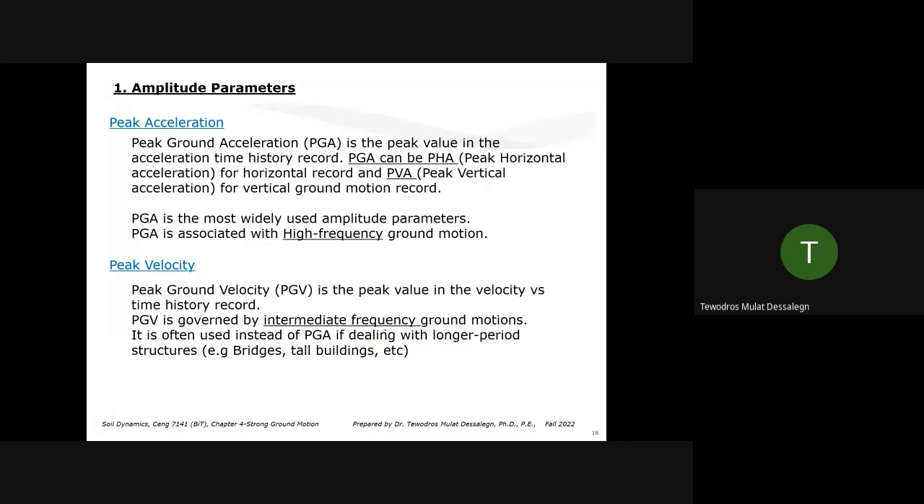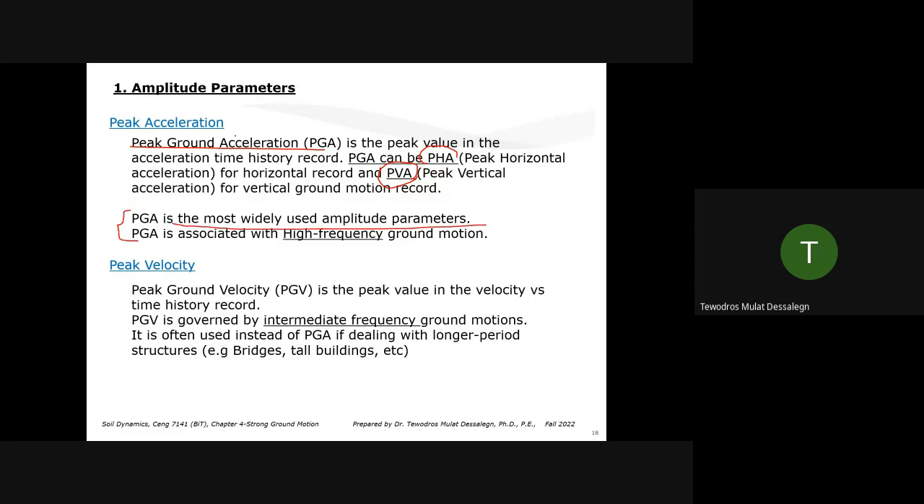When we say amplitude parameter, it can be peak acceleration. We call it peak ground acceleration. That's the peak value in the acceleration time history record. If it's a horizontal record, it can be PGA, or PHA, peak horizontal acceleration. If it's a vertical record, it's peak vertical acceleration. PGA is the most widely used amplitude parameter.